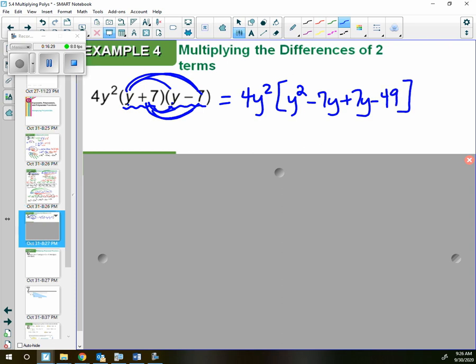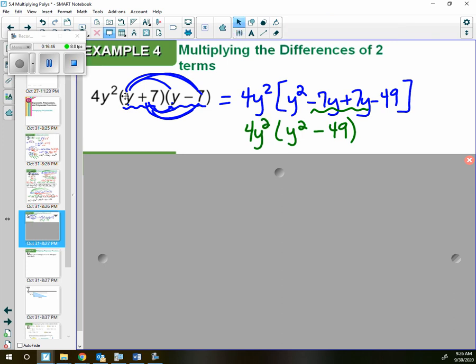All right, now notice what happens when we put our like terms together. Look at those inside and outside. Your 7y adds to what? 0. That's completely gone. So all you have left is y squared minus 49, with this 4y squared still out front, right? That's just that monomial out front.